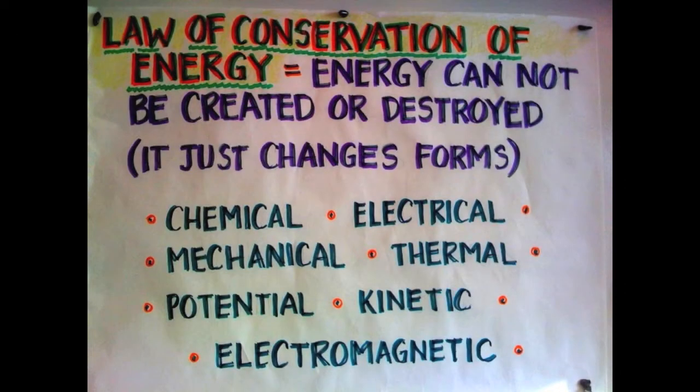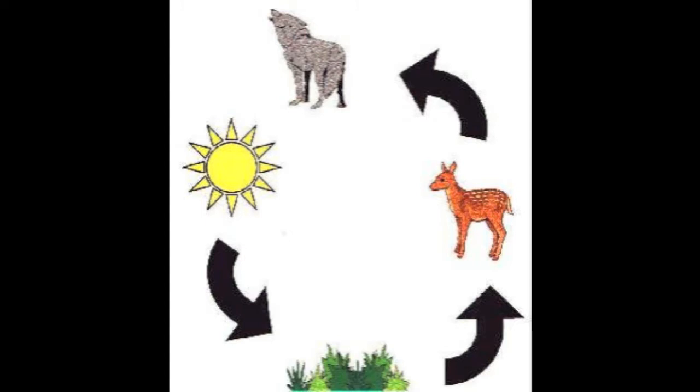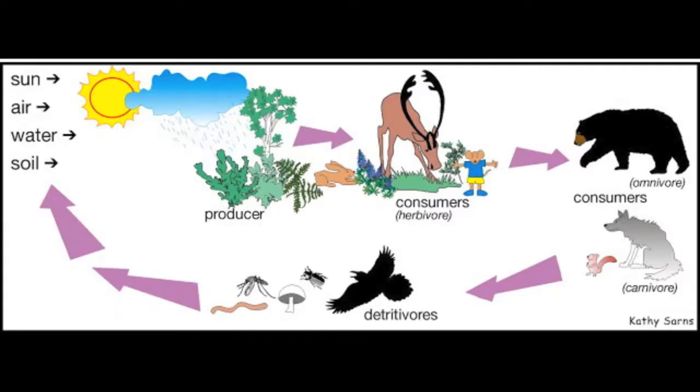Now, let's take a look at the law of conservation of energy. The law of conservation of energy states that energy cannot be created or destroyed. Energy can only be transformed or converted from one form to another. A good example of this can be found in the food cycle, as energy is passed from the sun to plants, from plants to animals, and then back to plants again. This energy is not created or destroyed, just passed from one to another.